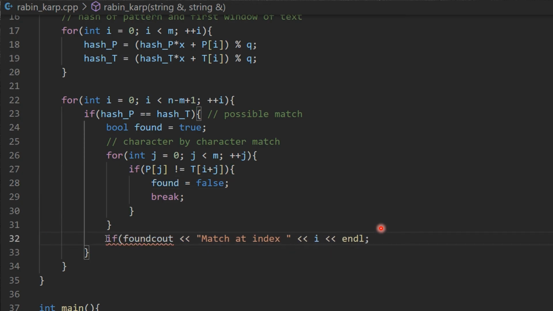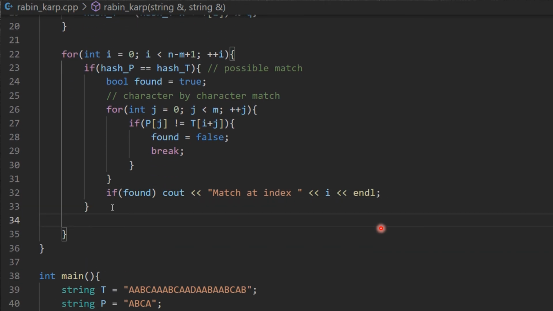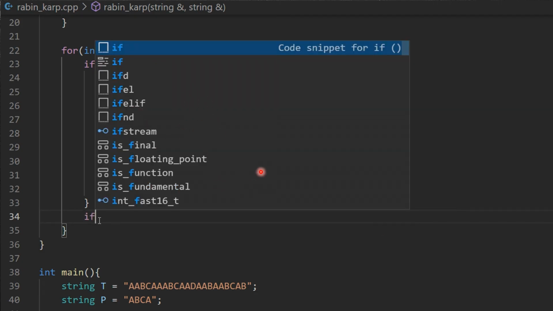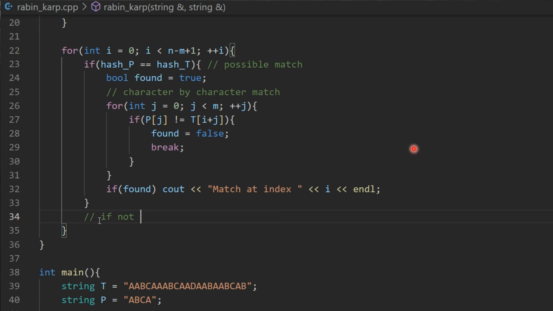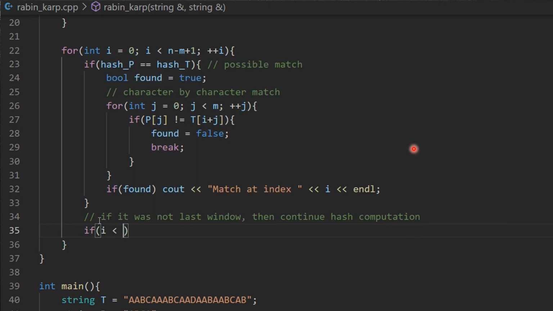So now this is for when the hashes matched. We have another condition, when the hashes do not match, then we have to calculate the hash of the next window, but we have to make sure that this was not the last window. If this was already the last window and we did not find any match, then no need to compare further, no need to calculate the next hash. We have already compared the hashes for the last window. So if it was not the last window, then continue hash computation. What is the check for that? If I is exactly equal to n minus m, then this is the last window. So we have to continue this only if I is less than n minus m.